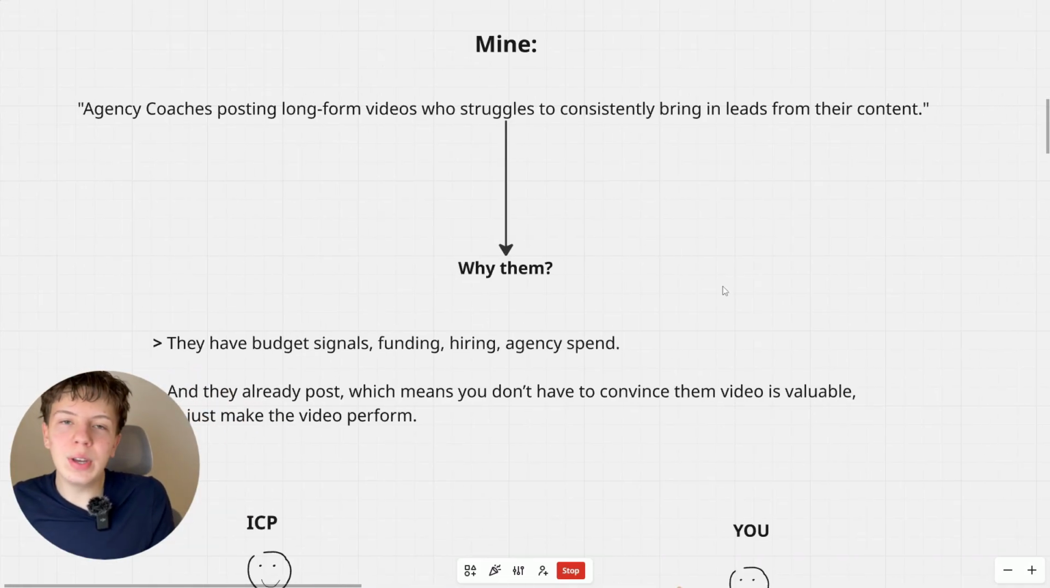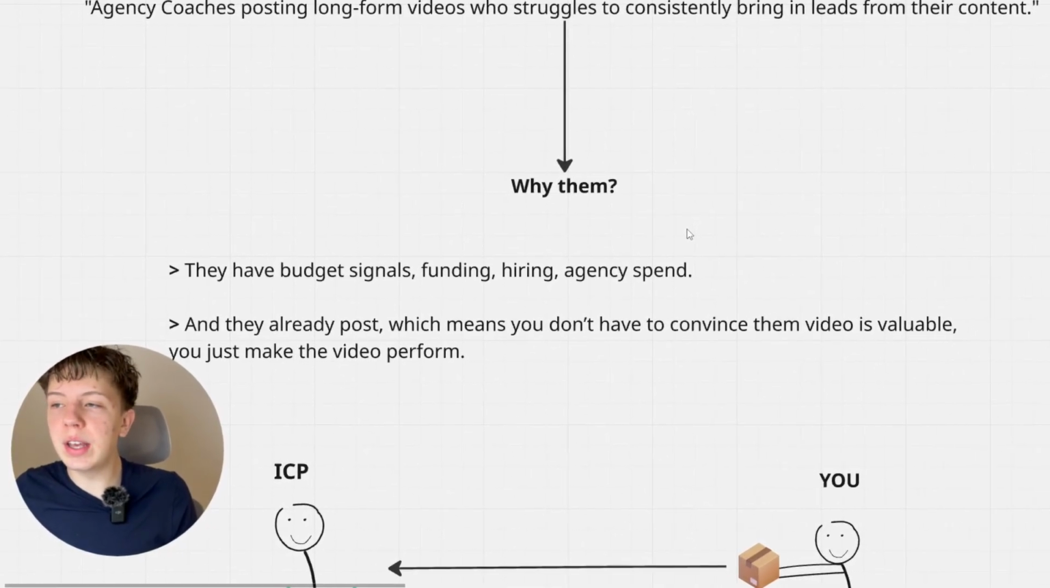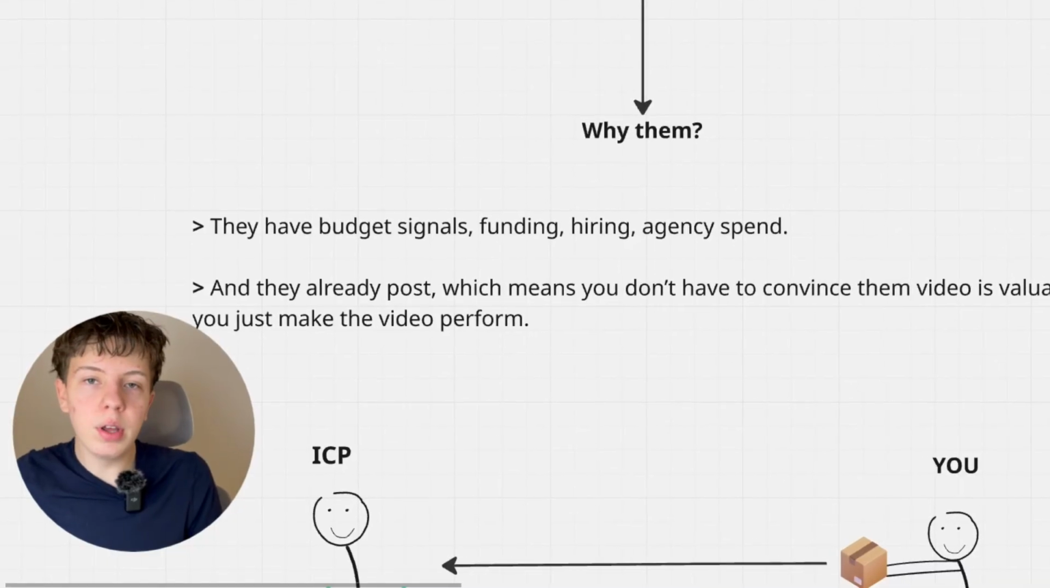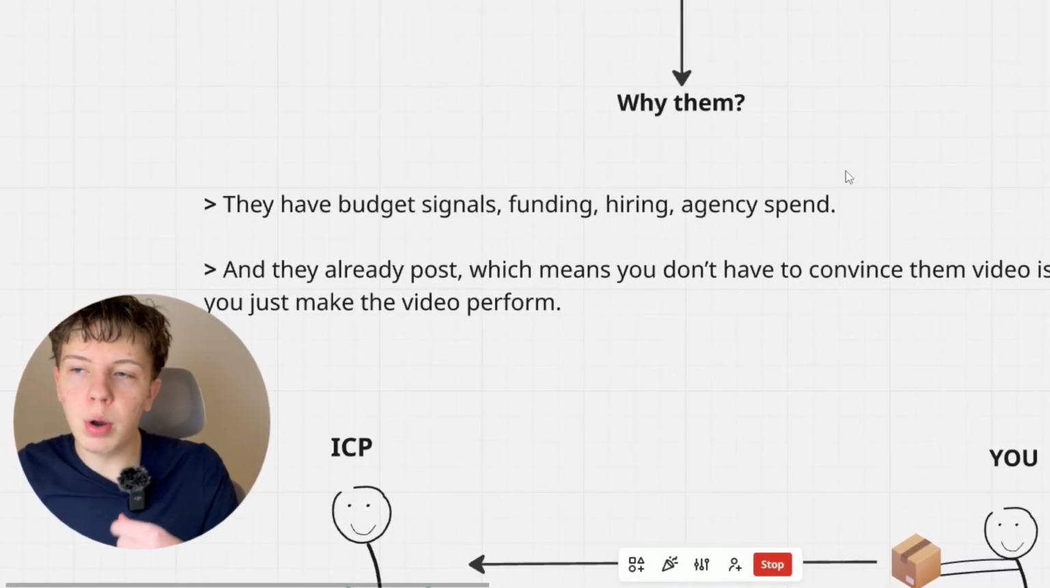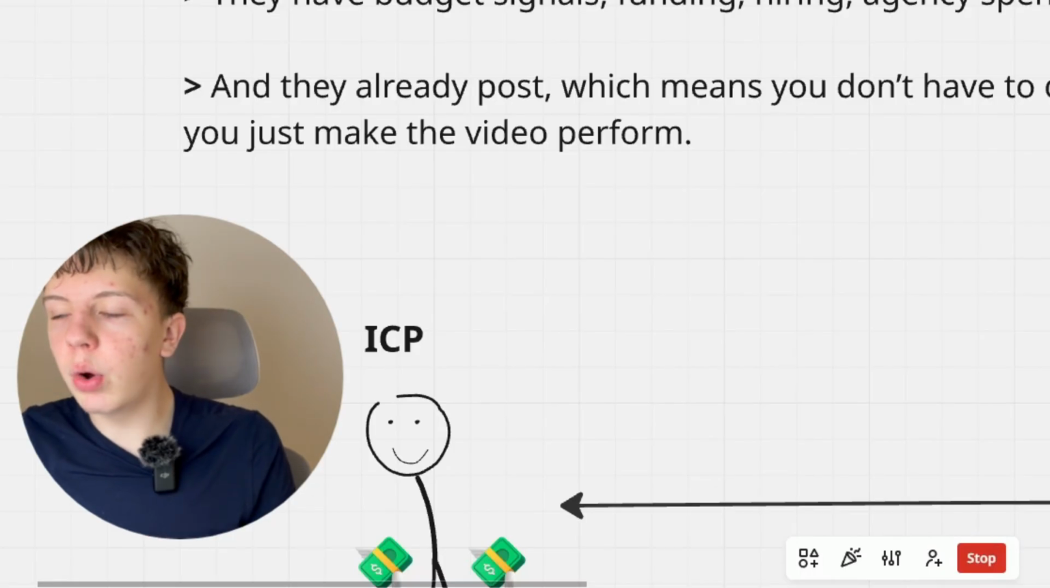So why did I really choose them? First of all, they have budget signals, funding, hiring, and agency speed. They have the money, so they can actually afford high quality editing, and they can actually afford my service. And they also already post, which means you don't have to convince them video is valuable. You just make the video perform, and you already know how to do that.